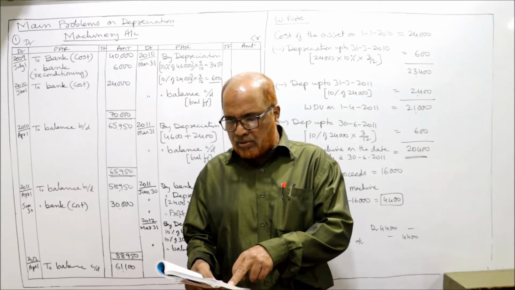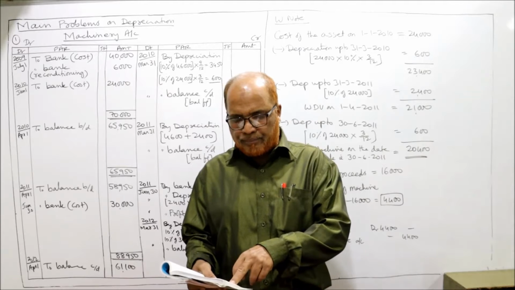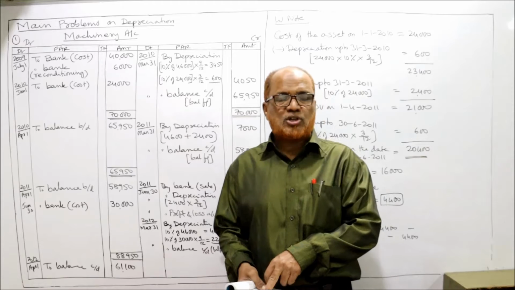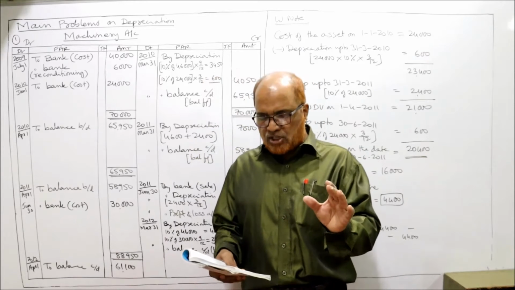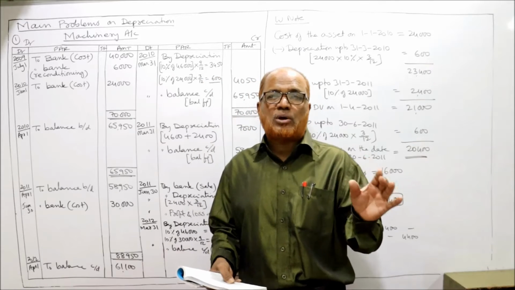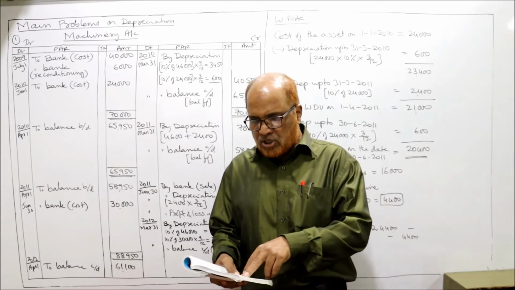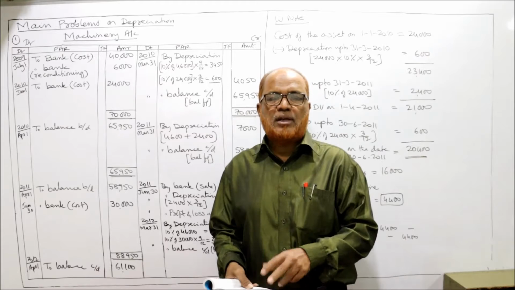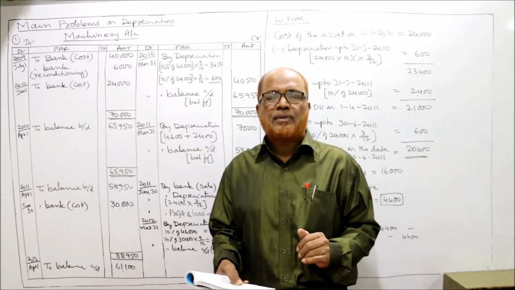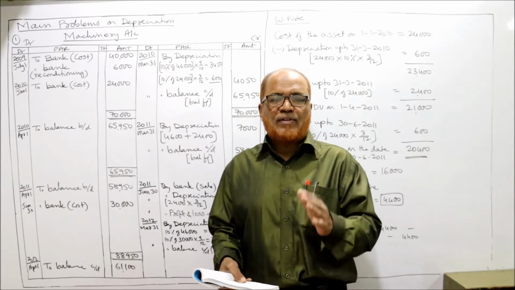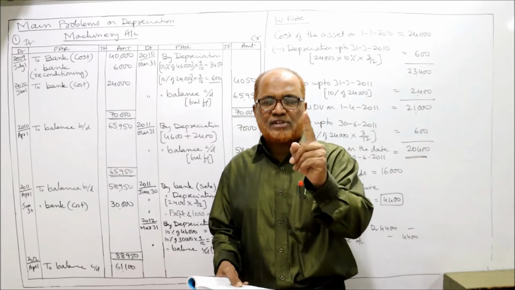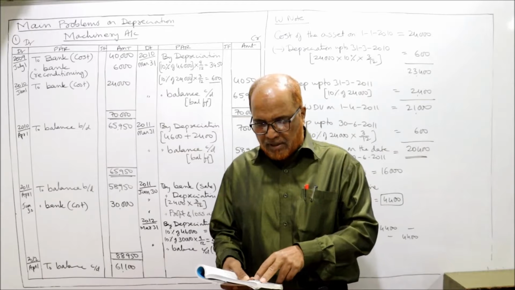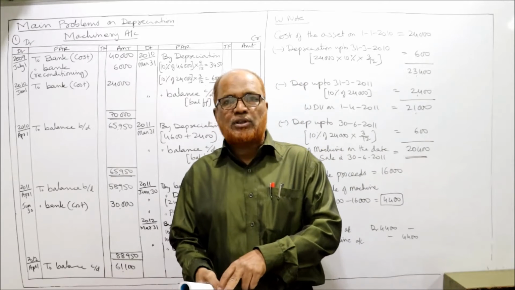On 1st January 2010, a new machine was purchased for 24,000. See here, the second machine. The first machine was purchased on 1st July 2009. The second machine was purchased on 1st January 2010. That means immediately after 6 months. After 6 months: 1st July 2009, first machine; 1st January 2010, second machine. The cost of the second machine is 24,000.